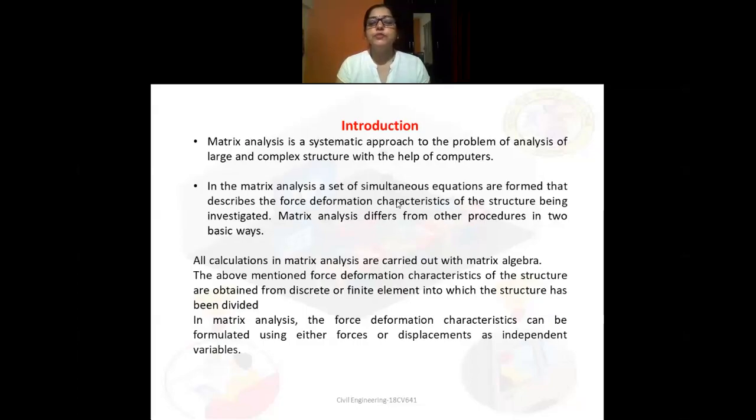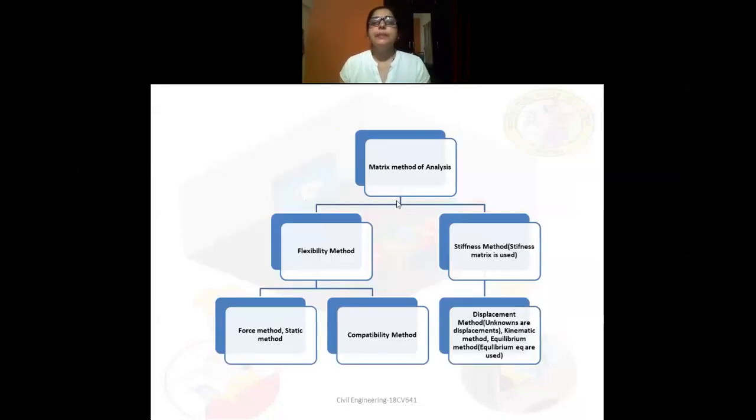The above mentioned force deformation characteristics of the structure are obtained from discrete or finite elements into which a structure has been divided. In matrix analysis, the force deformation characteristic can be formulated using either forces or displacements as independent variables. So if we are using the flexibility method, there we use force as an independent variable, whereas in the stiffness method we use displacement as independent variables. So the matrix method of analysis can be broadly classified into flexibility method and stiffness method.